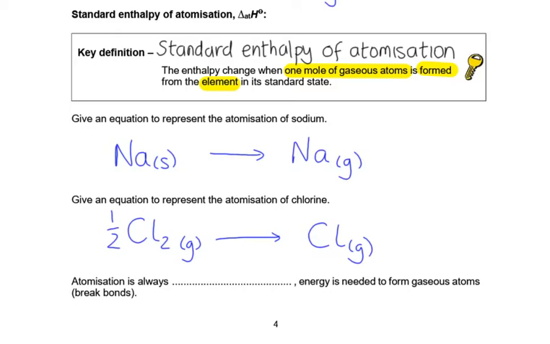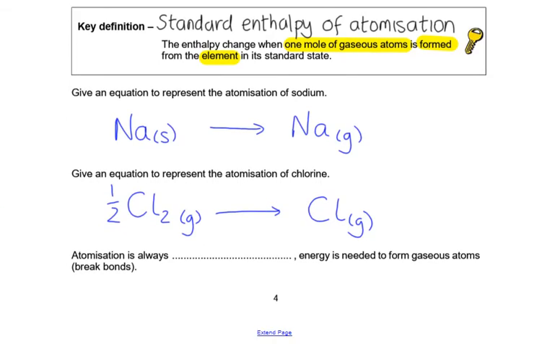And in this equation at the bottom, we had to have half a mole of chlorine gas, because that's the standard element Cl2 gas. We had to have half a mole to make 1 mole of chlorine gas atoms. And here we'll be breaking the actual covalent bond that holds 2 chlorine atoms together in order to have chlorine atoms free to move on their own. So we're breaking bonds in these reactions. And therefore, this is always going to be positive, endothermic, because we need to put energy in to break those bonds and separate those atoms.